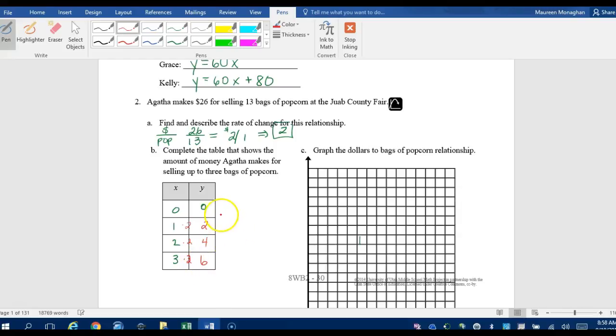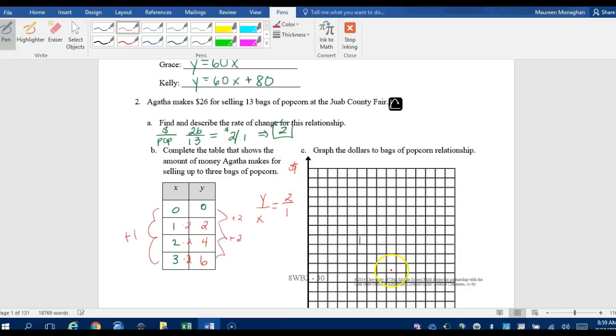So the rate of change is, you will see that it is going to be plus 2, because all of these are increasing by 1. There is a pattern that you're going to see each time. And notice that the rate of change is always going to be y over x. So it's the change 2 over 1. So go ahead and graph the dollars to bags of popcorn.